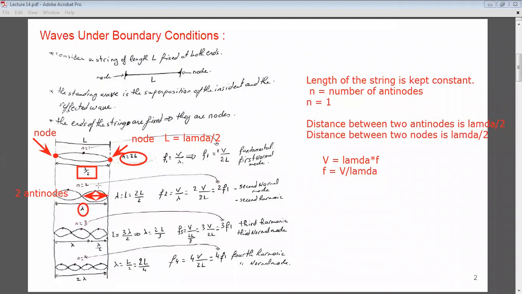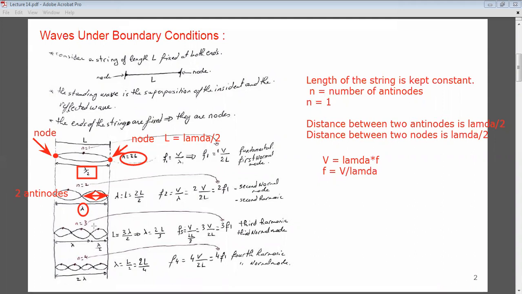So when I have two antinodes, the distance from here to here will be lambda, and lambda in this case is L, because the distance from here to here is fixed, it's L. So I get lambda equal to L, or F2 equal V over lambda, which is 2V over 2L, which is 2F1. So I got F2 equal to 2F1.